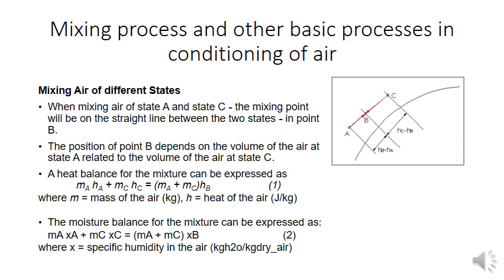So what we need are two balance equations. One is the heat balance, and the other is the moisture balance, from the steady flow energy equation. The heat balance for the mixture can be expressed as mass and enthalpy at point A plus mass and enthalpy at point C equal to mass of A plus mass of C and enthalpy at point B. If we are able to identify point B, we can easily read the enthalpy value on the psychrometric chart. The moisture balance can also be expressed with respect to A, then C, then the mixture. What is X here? X is the specific humidity of the air.